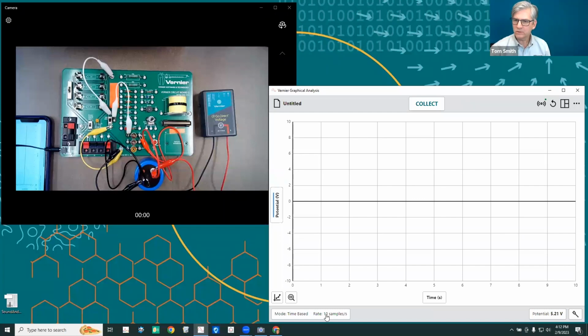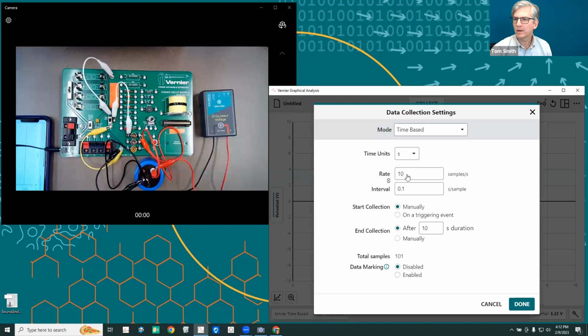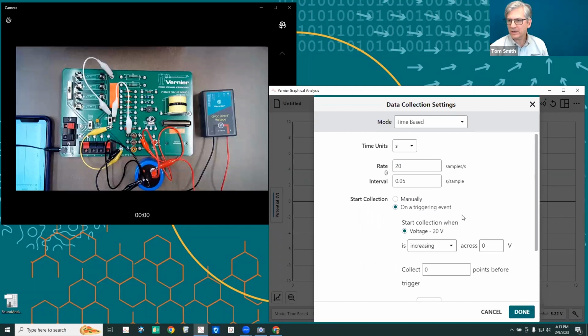I'm going to speed up my sampling rate a bit and also increase the amount of time. I probably don't need to do that, but I'll go ahead and do it anyway. And I also want to set up triggering. This is how the lab is set up, and there's some value in setting up triggering. I'll explain that here in a second.